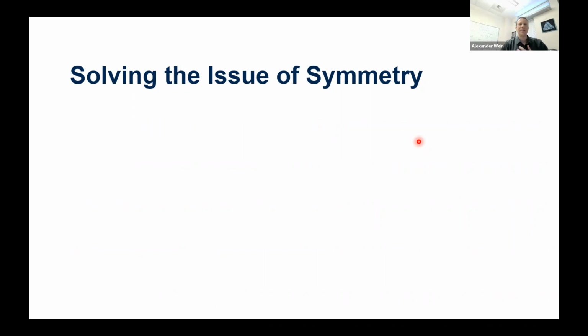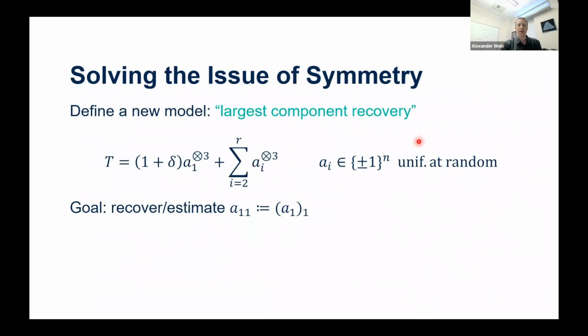Okay, so that's maybe enough high-level philosophical discussion. Let me tell you now more precisely what the main results are. The first thing I mentioned is this issue of breaking the symmetry between the components. So I'm actually going to look at a slightly different model. We can call it largest component recovery.